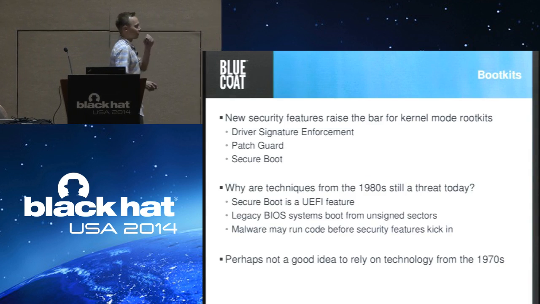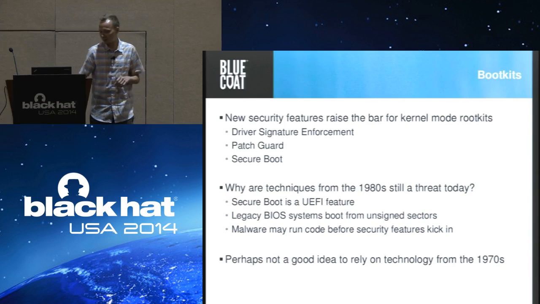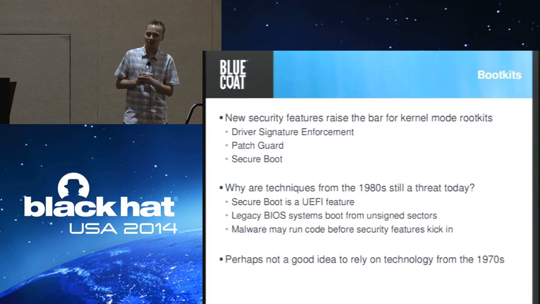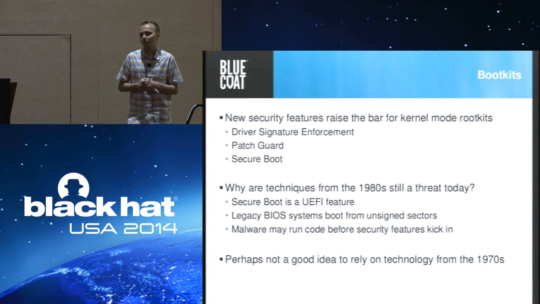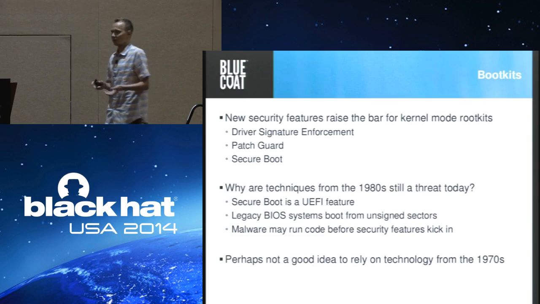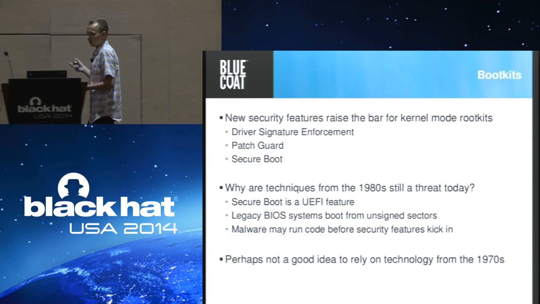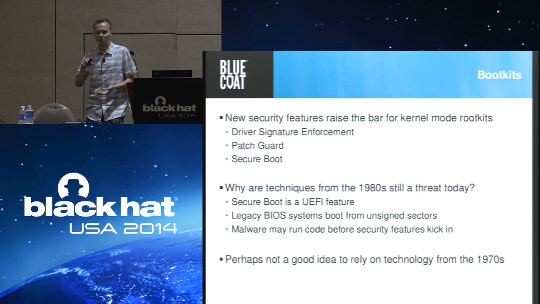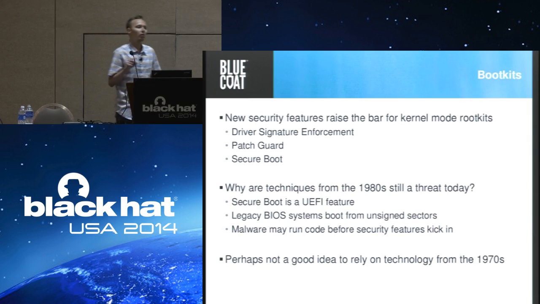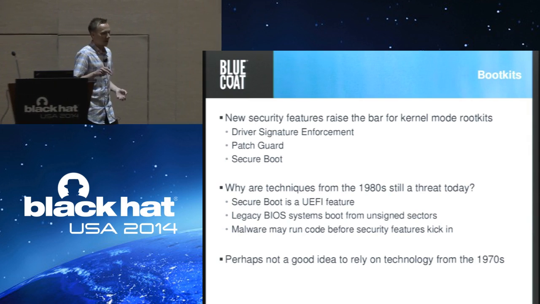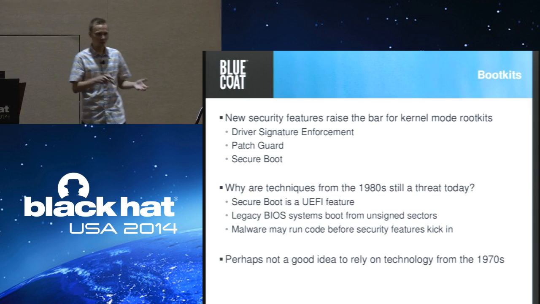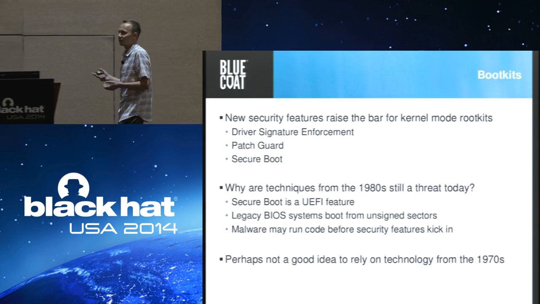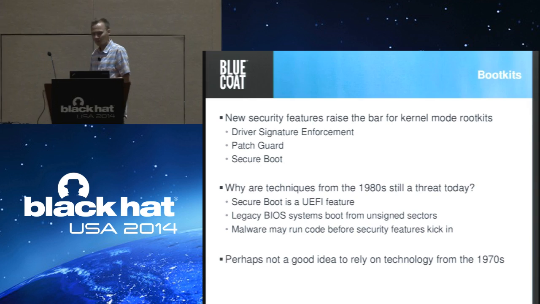So I want to start out by saying big thanks to Microsoft for really beefing up the security when it comes to protecting against kernel rootkits in the more modern versions of the operating system. Because what they've done is to introduce some features that really raise the bar for kernel rootkits. And so we've seen that a lot of the rootkits have actually moved into user mode, which makes them much easier to bypass, and they're not really a big problem anymore.